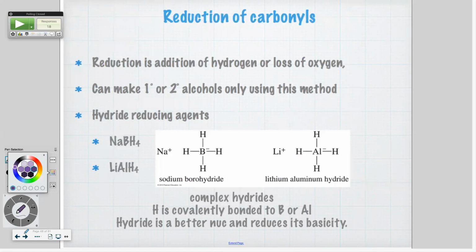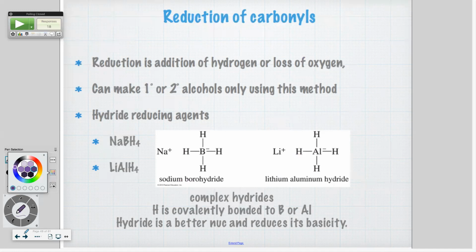Typically we use hydride reducing agents. There are two main ones that have been used for a long time: sodium borohydride and lithium aluminum hydride. They're very similar. Sodium and lithium are near each other on the periodic table, and so are boron and aluminum. In these complexes, hydride gets transferred from them to the carbon of the carbonyl.